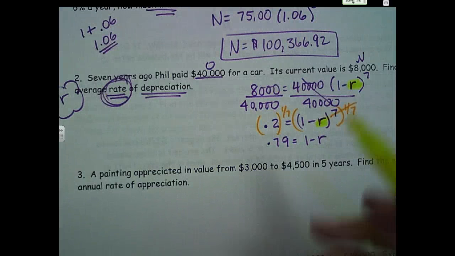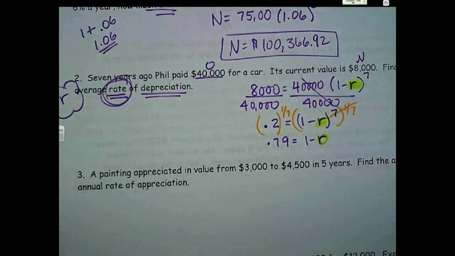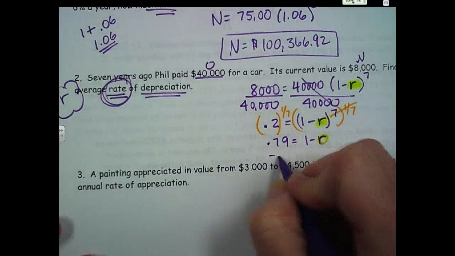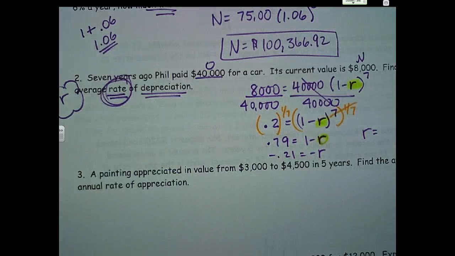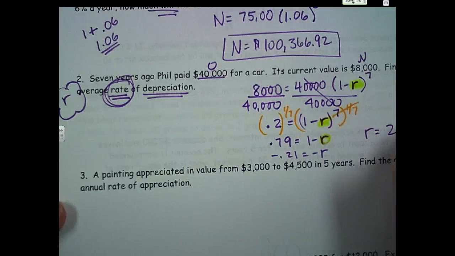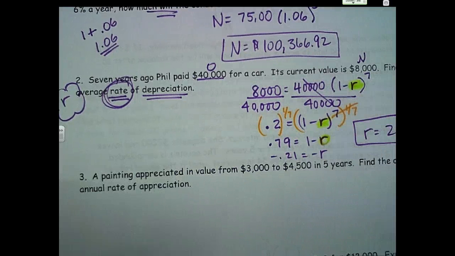Okay, we're solving for r still. We're trying to get r by itself. So what's the next step? Subtract 1. Okay? And you get negative 0.21 equals negative r. So what does r actually equal? What was the rate that it depreciated? Well, right, which is 21%. So, guys, that's a lot. That car has depreciated about 20% a year. Yep, it did not retain its buying power. Okay? All right, number 3.